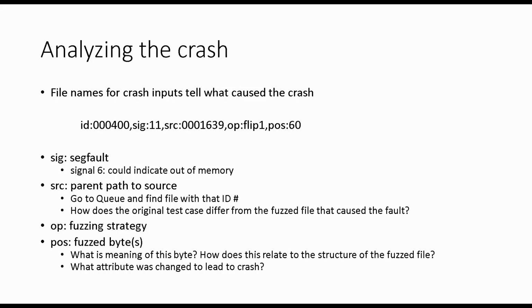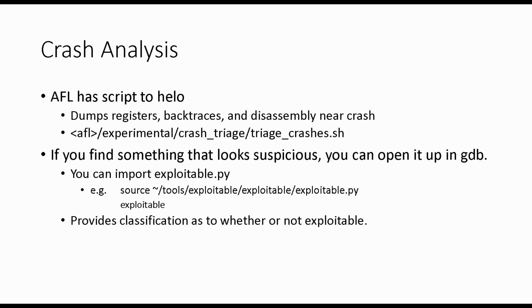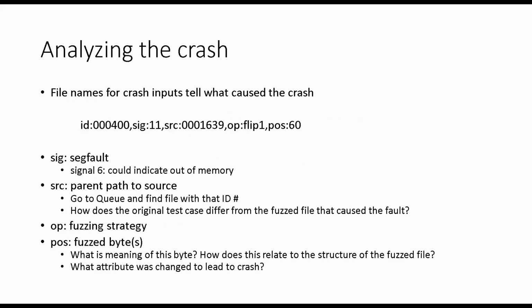Source, the parent path to the source. So we could go to the queue and find a file with that ID number and see how the original test case differs from the fuzz file that caused the crash. So we have an original one and then a fuzzed one. What's different? What do they do that's different? We could check that out, analyze that. If it proves promising, we've already gone past the initial triage stage and we decided, I'm going to take a deeper look at this.